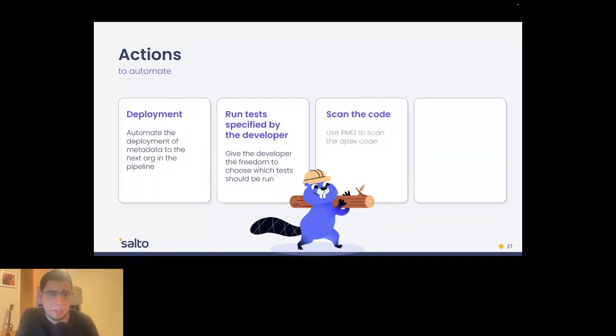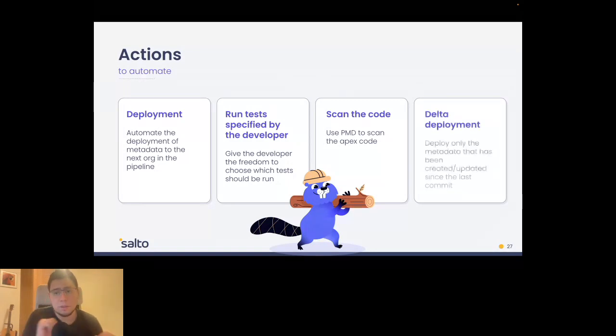So we want to use PMD or the Salesforce DX scanner to automatically scan the code, because we don't want people to be doing that manually. Finally, we also want to do a delta deployment. And what that means is we only want to deploy the metadata that has changed.